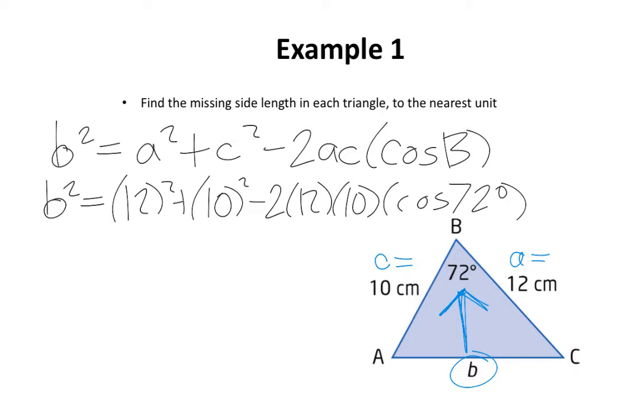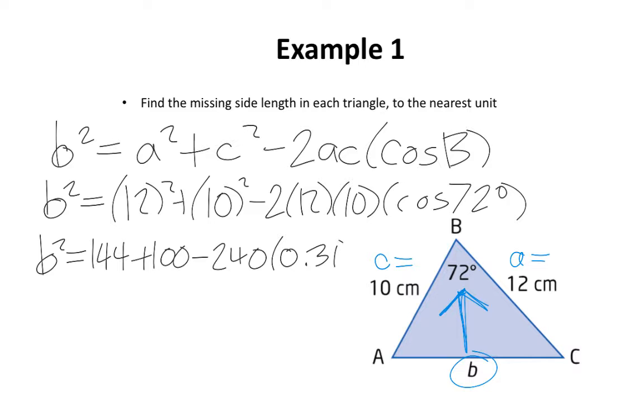You need to simplify some of these numbers now. 12 squared is 144. 10 squared is 100. Now, this end part is a little bit tricky because you have multiplication as well as cos of 72 degrees. I'm going to do this in two steps. So first, I'm going to multiply 2 by 12 by 10, which is going to give me 240. And I'm going to figure out what the cos of 72 degrees is, and that is approximately 0.31. You can carry more decimal places if you wish.